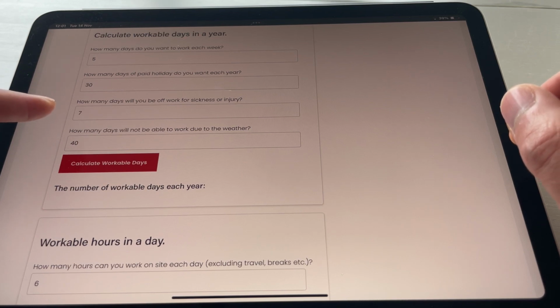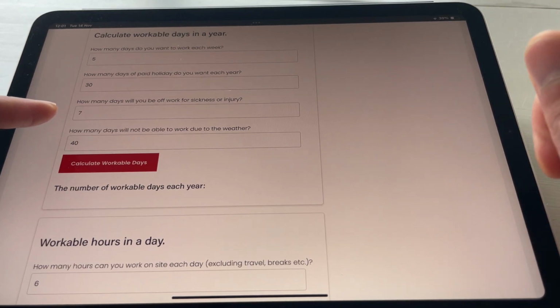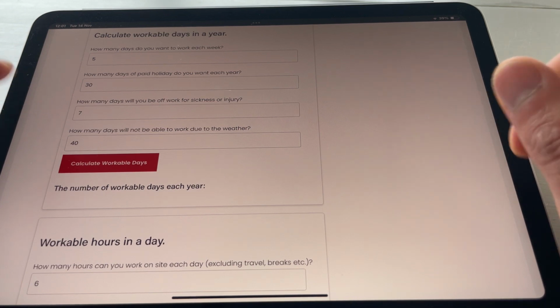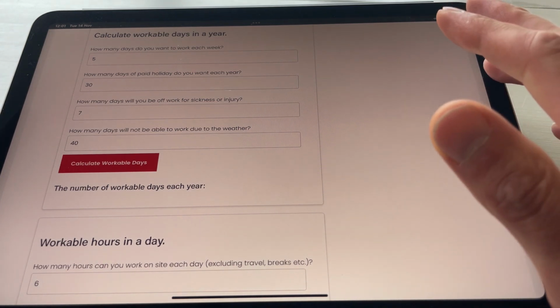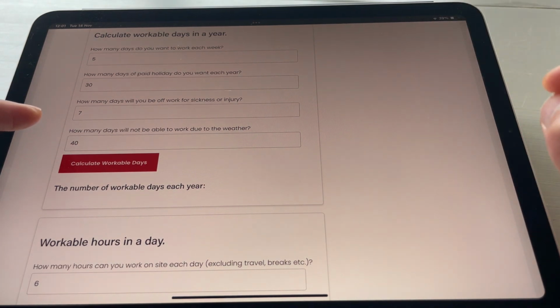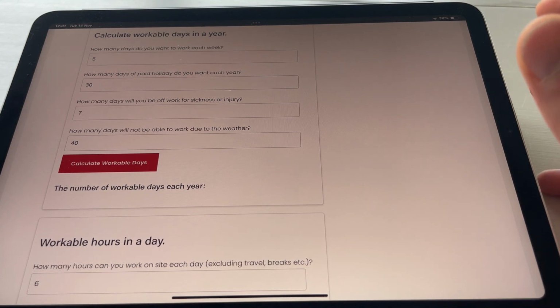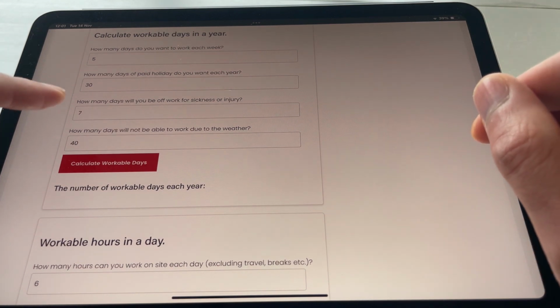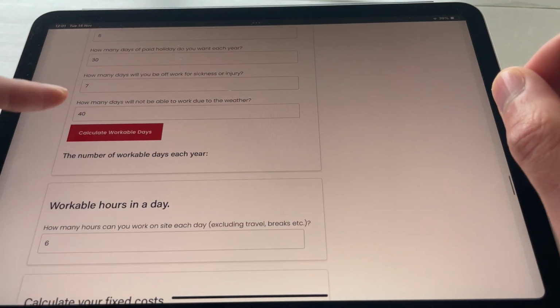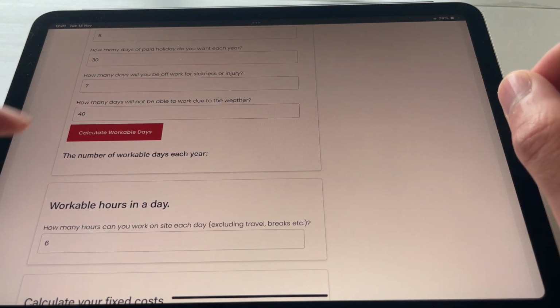Now, touch wood, I've never actually taken a day off sick in many, many years. But the average, I think, in the UK is something like 5 days off sick a year. So because we're physical manual labourers, you might break a leg, you might hurt yourself, you might get I don't know what. But I've put 7 in just because you want to make sure you're covered. And then how many days will we not be able to work because of the weather? This is the big factor.